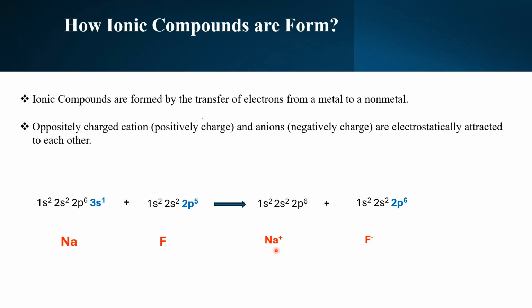Now you can see the cation and the anion. They are oppositely charged, plus and minus. They are electrostatically attracted to form the ionic compound sodium fluoride. This is the basic theory behind how ionic compounds are formed between metals and non-metals.